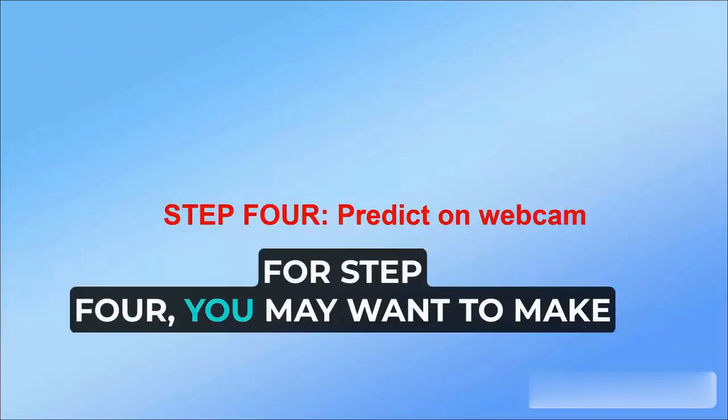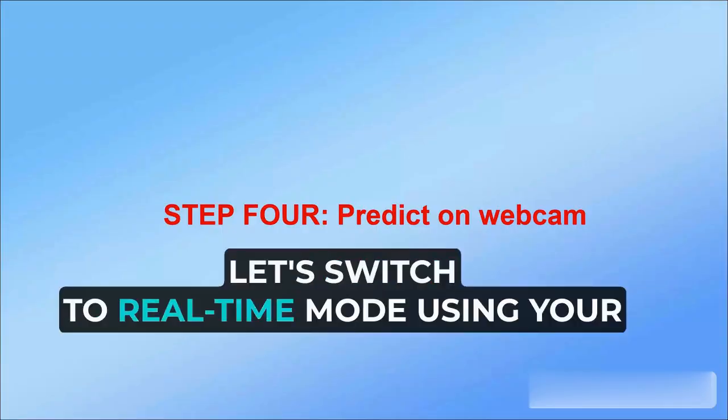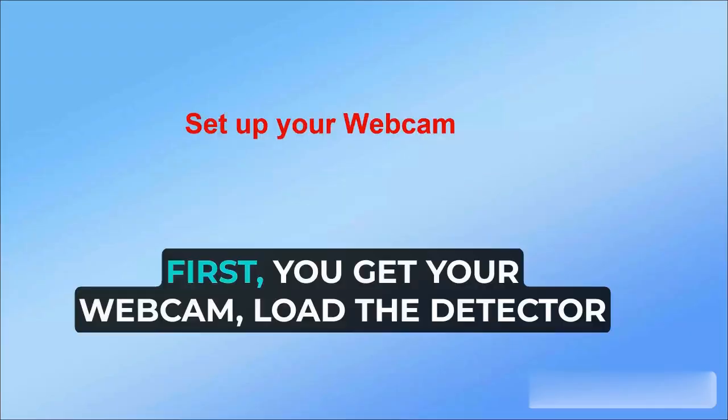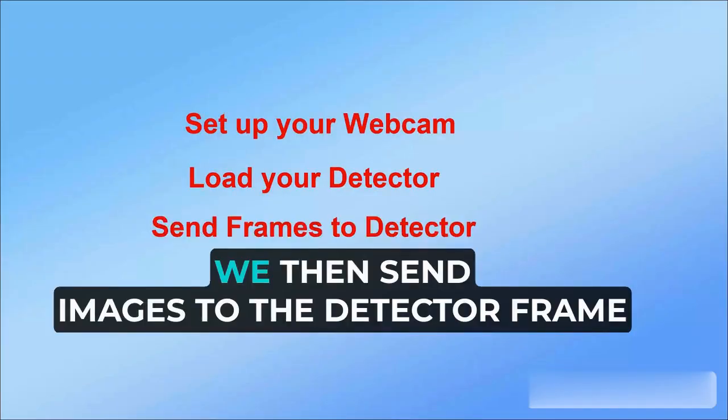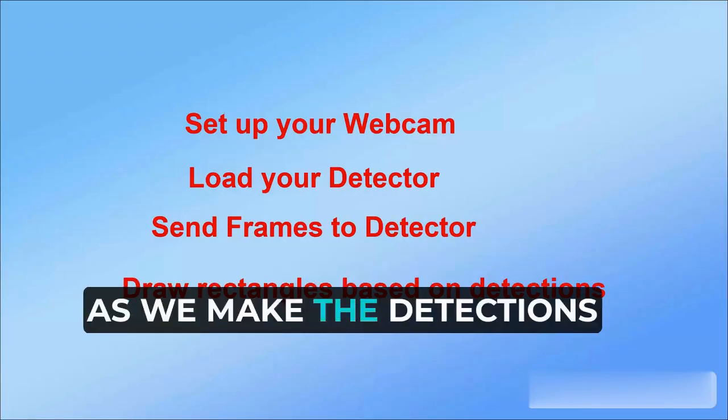For step 4, you may want to make your app more interactive. Let's switch to real-time mode using your webcam. First, you get your webcam, load the detector. We then send images to the detector frame by frame and draw rectangles on the image as we make the detections.